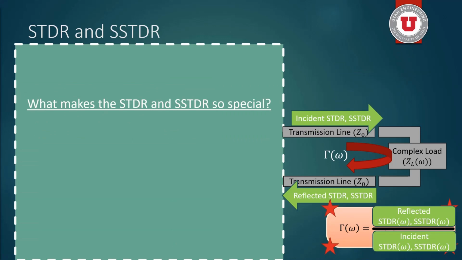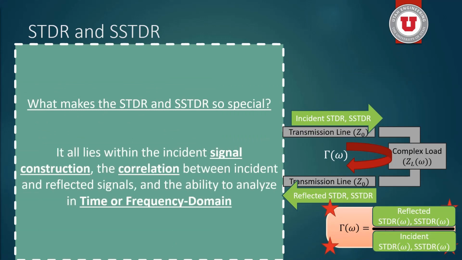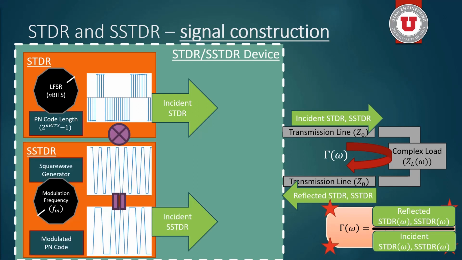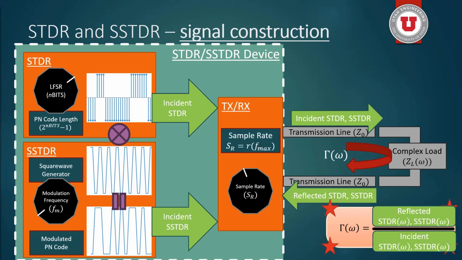So what makes the STDR and SSTDR measurements so special? The STDR and SSTDR measurements gain their benefits through their incident signal construction, the correlation between their incident and reflected signals, and their ability to be analyzed in either time or frequency domains. The STDR signal is constructed using a linear feedback shift register consisting of N flip-flops or bits to produce a pseudo noise code. The SSTDR signal is constructed by modulating the pseudo noise code with a square wave. Both incident signals are then launched onto the transmission line through transmission and receiving circuitry at the front end of the measurement device.